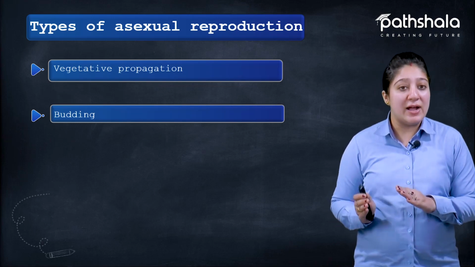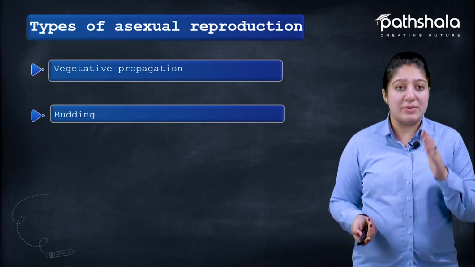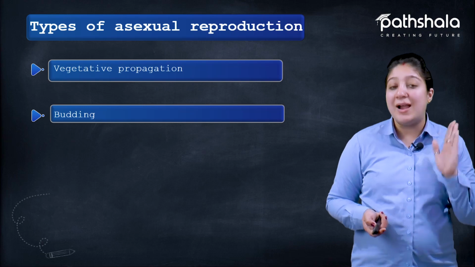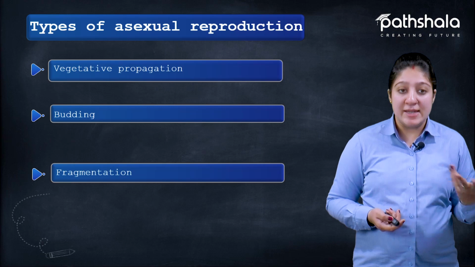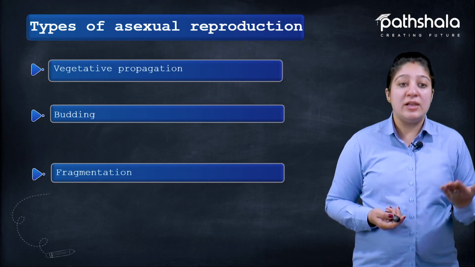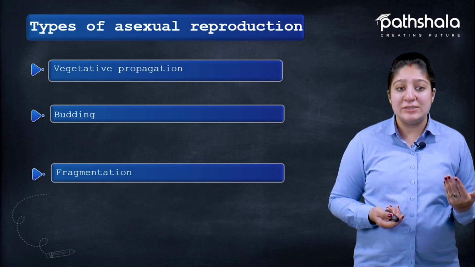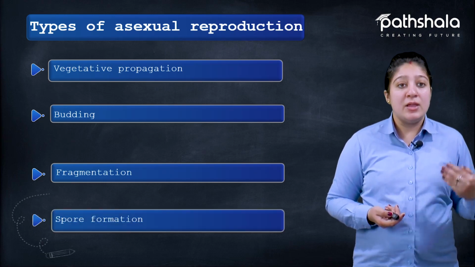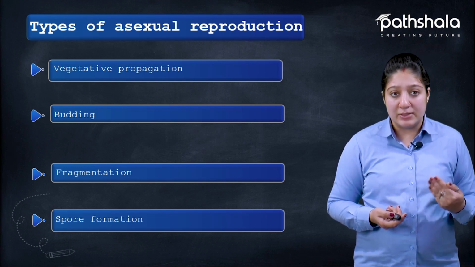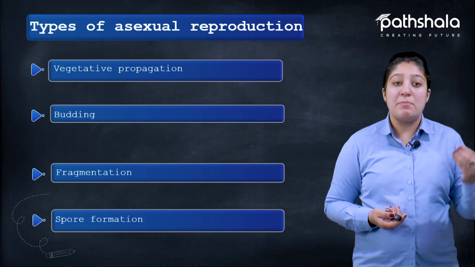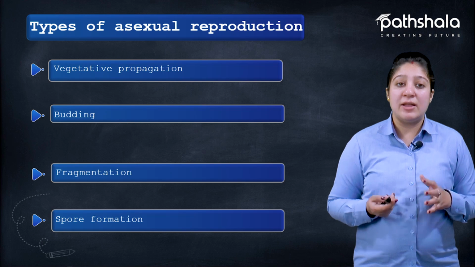The reproductive part is the flower, which is useful in the case of sexual reproduction, but in the case of asexual reproduction, plants reproduce by the vegetative parts, which are like stems, roots, leaves. So these are the different vegetative parts, and plants do this process by this. Now the types of asexual reproduction that we are going to discuss in this chapter are vegetative propagation, budding, fragmentation and spore formation.